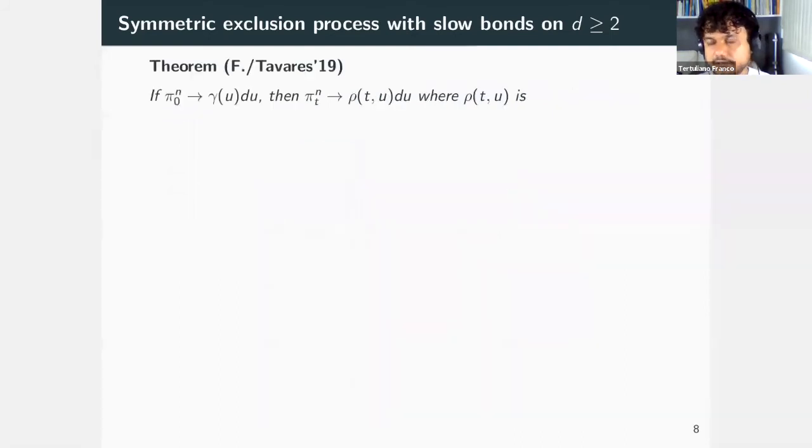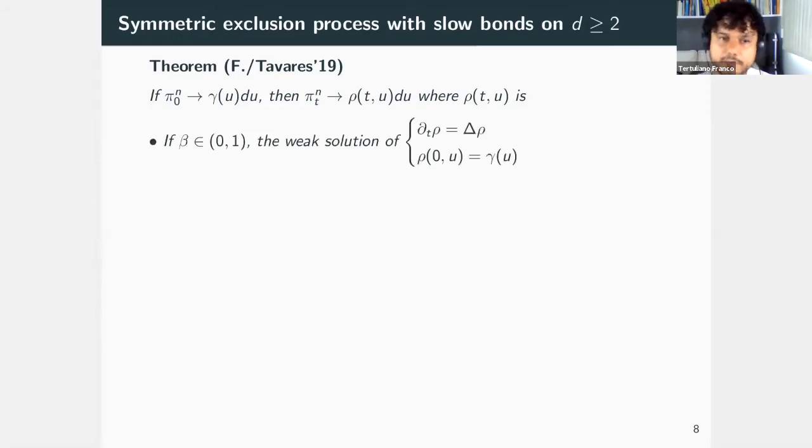With Mariana in 2019, we proved the following. Assume, as before, that at the initial time the spatial density of particles converges to a profile gamma. Then at time t, the system in the diffusive scaling converges, if beta is between 0 and 1, to the weak solution of the heat equation, as expected. The same as before.